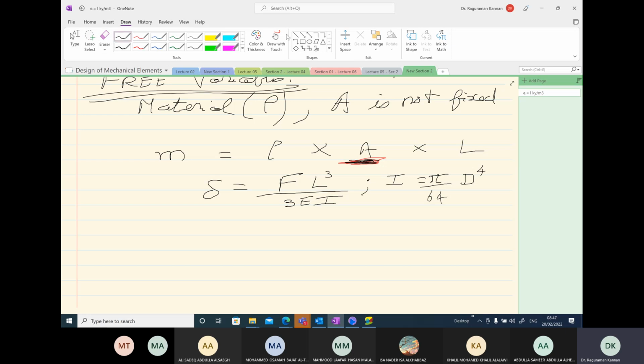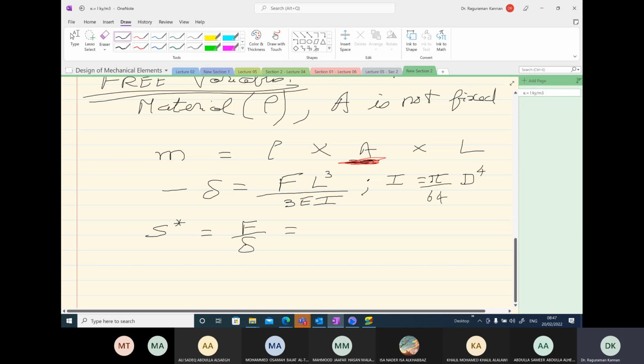So what I'm going to do is rewrite here. I know stiffness S star must be equal to force over delta. Now if I rewrite the above equation as F over delta, I will get this equal to 3EI over L cube. But I is equal to something, so now I need to come up with an expression for I.